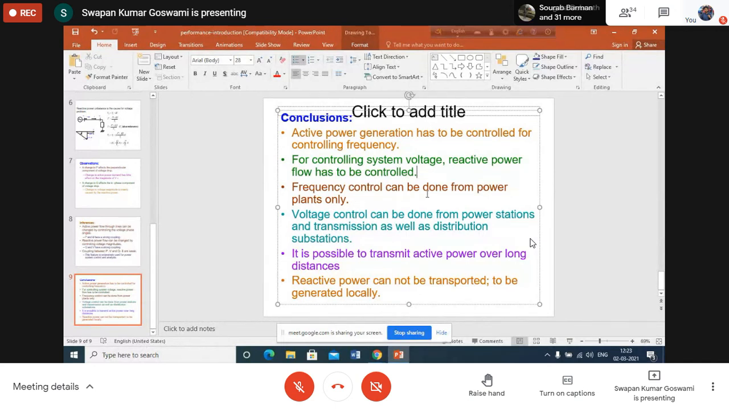Frequency control can be done from power plants only. This is important. What we have seen is that for frequency control, you have to control the active power generation. Where is the active power? Obviously, certainly, active power is generated at the power stations only. তাহলে for control of frequency, you must control the power generation. And from where can you control the power generation? Obviously, at no other location other than the power stations.